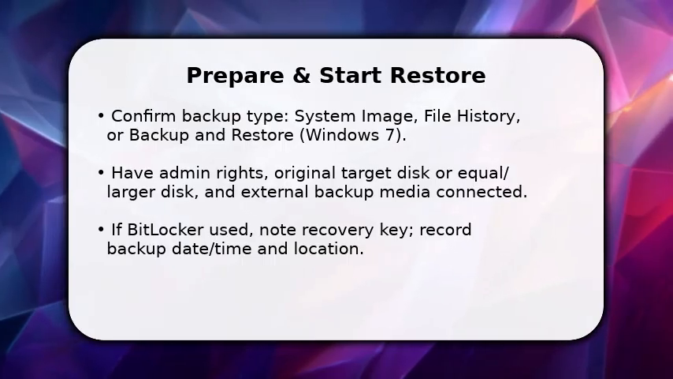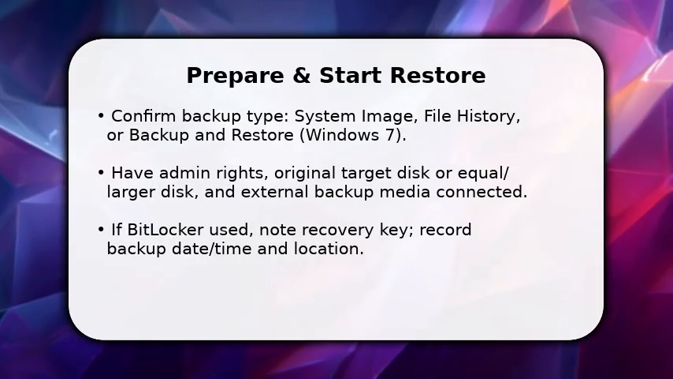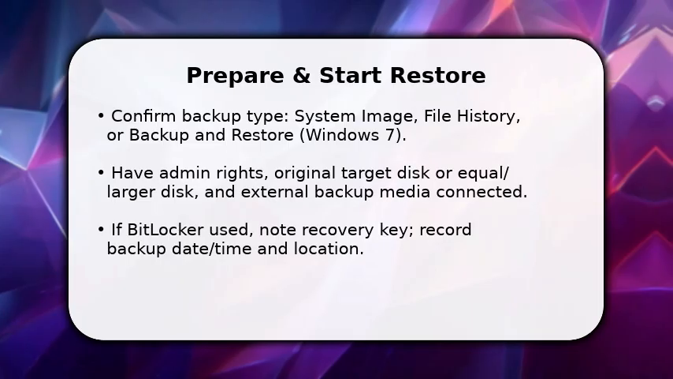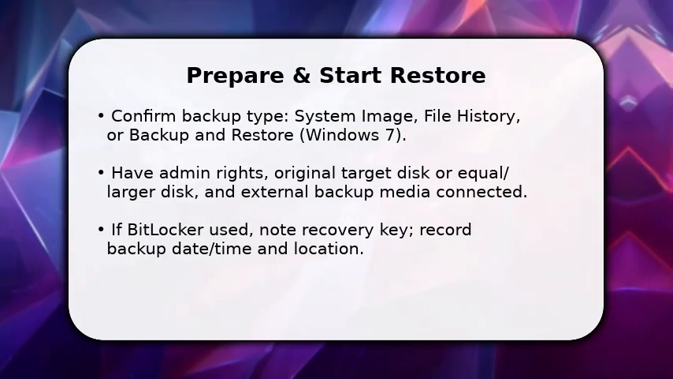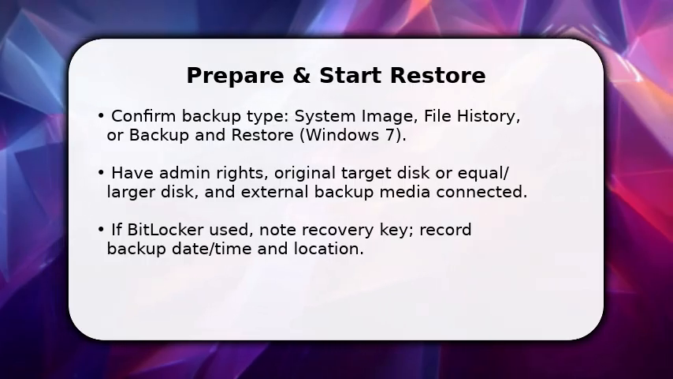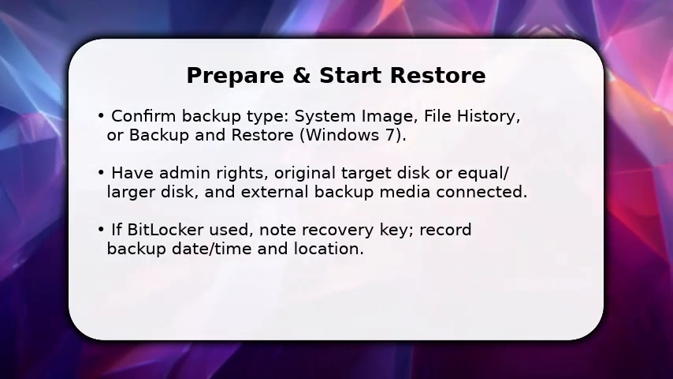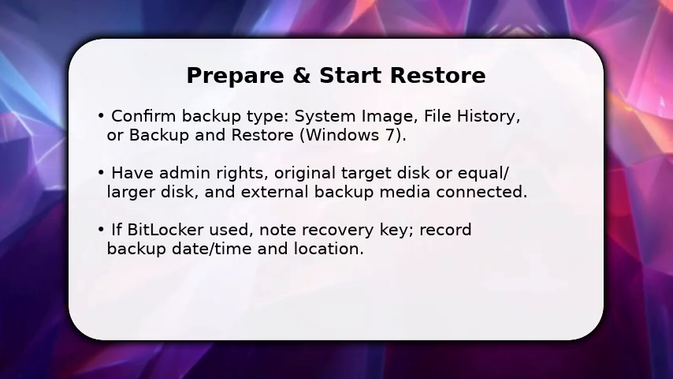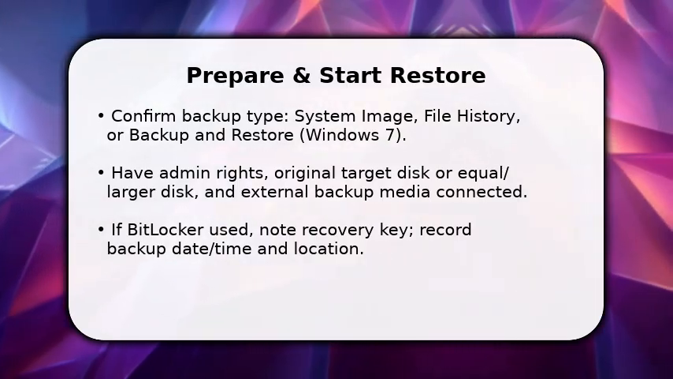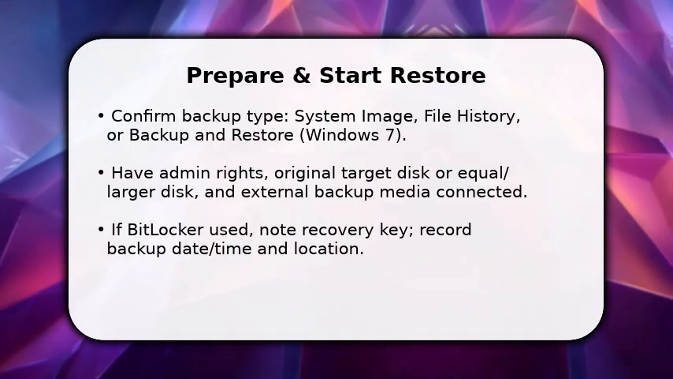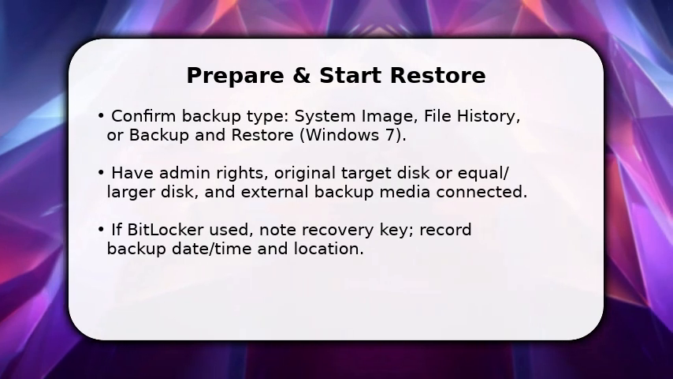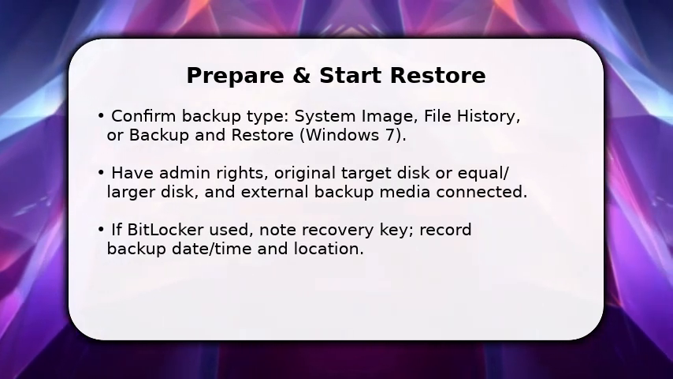You begin by verifying what you actually have, a system image or file-level backup, because the steps differ. Once done, make sure the external drive with the backup is connected and you have admin rights and any BitLocker recovery key. Boot into Windows or Windows recovery environment depending on the backup. From there, open Settings Update and Security Recovery or launch Control Panel Backup and Restore. This gets you to the correct restore tool, so you can pick the saved backup image or files.